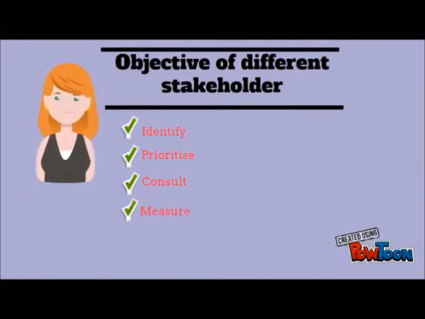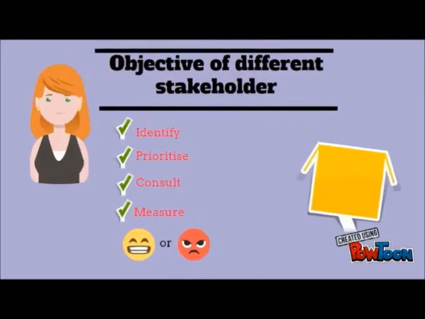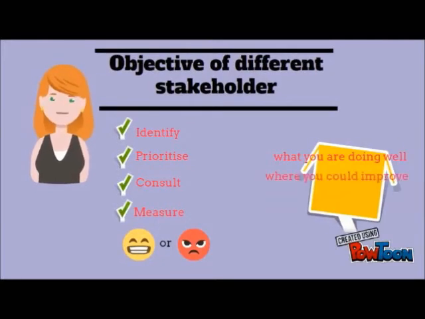Then measure the progress towards achieving the organization objectives and understand whether the stakeholders' objectives match or conflict with the organization objectives. Lastly, tell the stakeholder what you are doing well and where you could improve and your future goals.